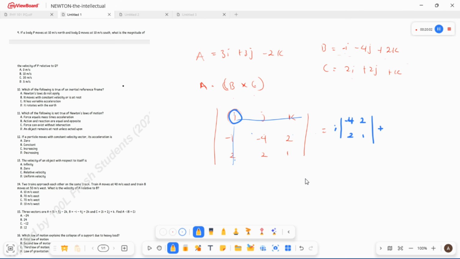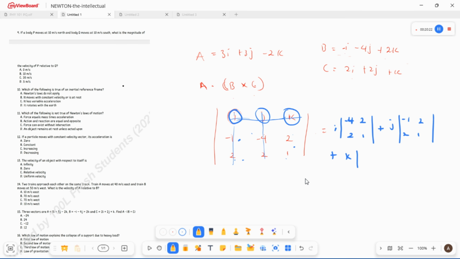Then we're going to say plus the next one, which is j. Then we take the determinant. We're going to cross out this part. Then we take minus 1, 2, 2 and 1. Take the determinant. Then we have plus k, which is the last one.